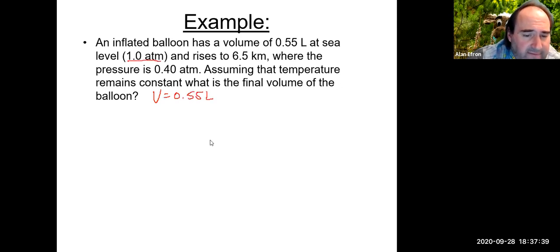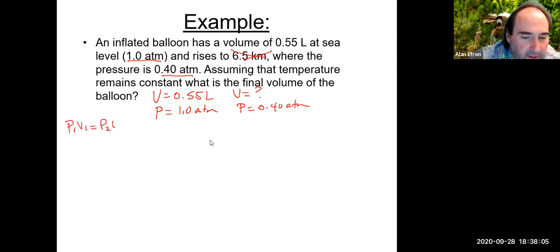We have 1 atmosphere, which is a pressure. We have 6.5 kilometers, which is useless information. And we have another pressure, which is 0.4 atmospheres. And we're looking for a volume. So again, even if you weren't sure where to start, since we only learned one equation so far, P1 V1 equals P2 V2, you could really see the equation there. Typically, people just label the first guy's ones, the second guy's twos. So in this case, we do want to solve for V2.